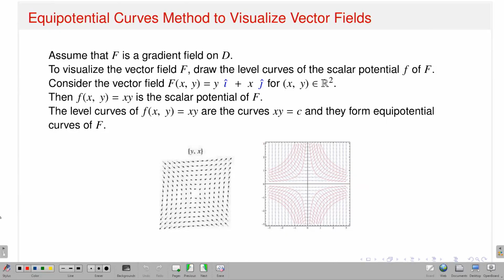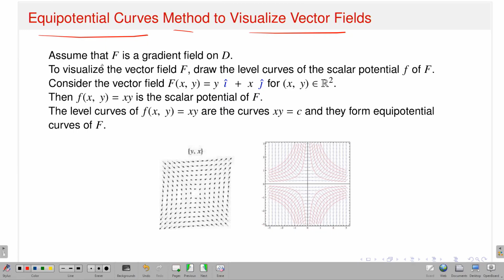So I should start with the visualization of my vector fields via equipotential curves. That's the heading I have written: equipotential curves, a method to visualize vector fields. So if I have a vector field, how can I visualize it? Before that you have to know what I mean by equipotential curves.